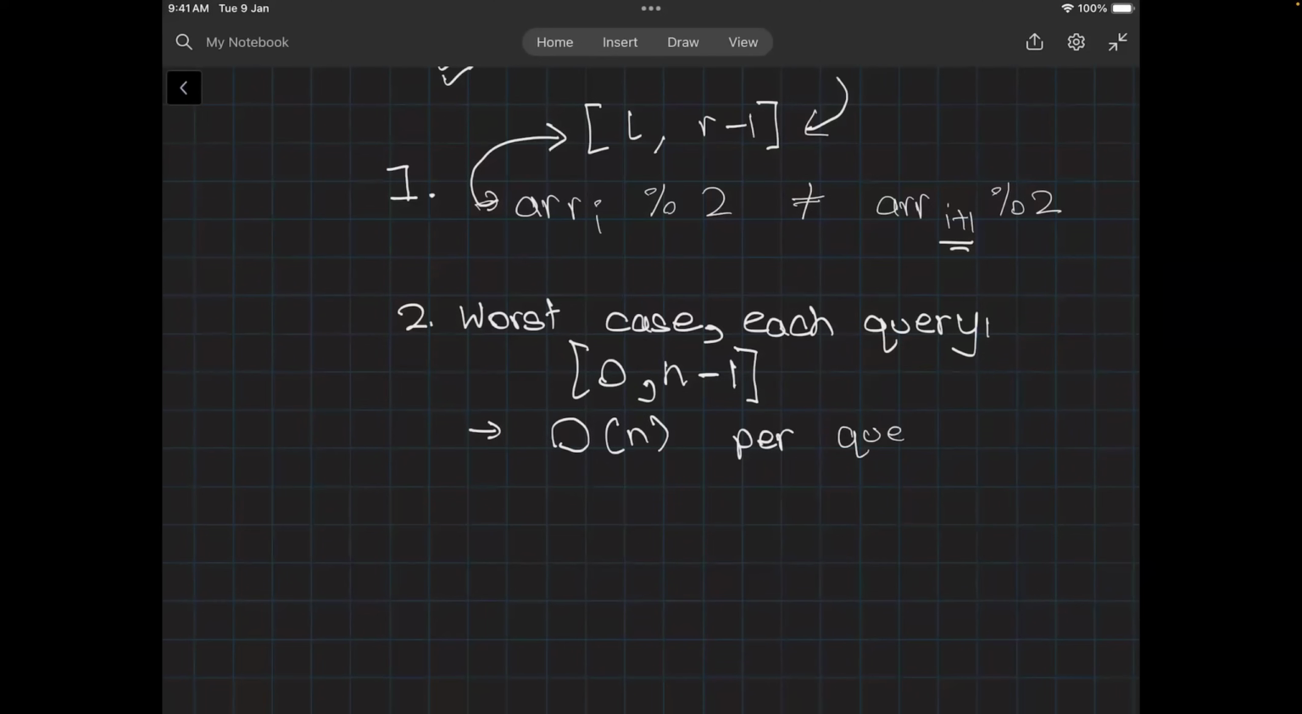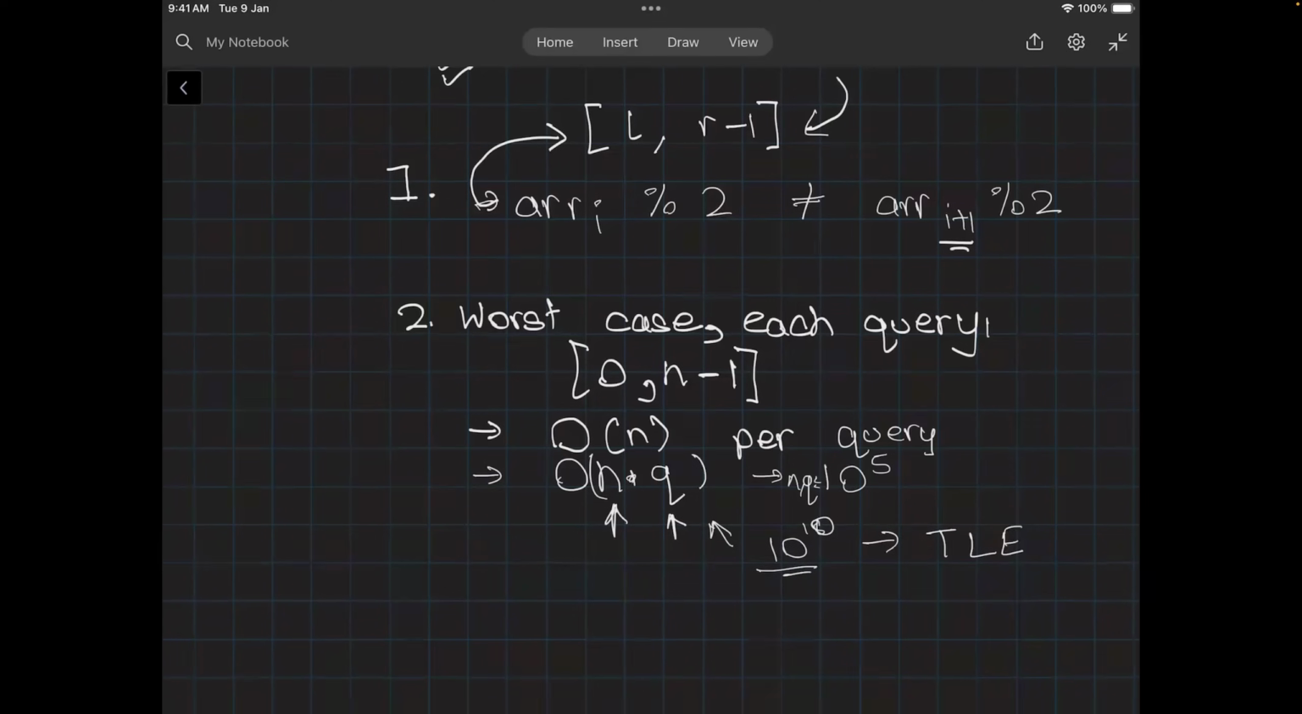Yes or no? Now, if it is O of n per query, our time complexity will be O of n times Q, where Q is the number of queries and n is the size of the array. Since both N and Q are smaller than or equal to 10 raised to 5, this will be around 10 raised to 10 operations, which will result in a TLE. Is this much clear, guys? So how do we optimize this?